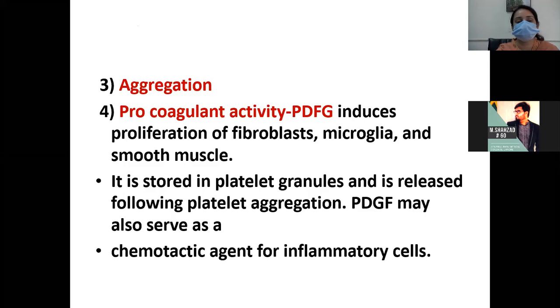And the third important function is aggregation, and the fourth is procoagulant activity. So it induces procoagulant activity, that is PDGF. It induces the proliferation of fibroblasts, microglia and smooth muscles. It is stored in platelet granules and is released following platelet aggregation. PDGF may also serve as a chemotactic agent for the inflammatory cells.